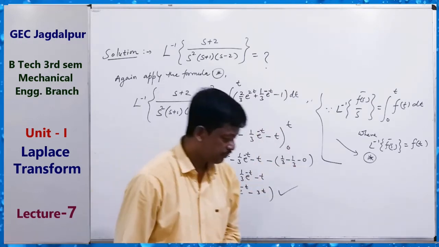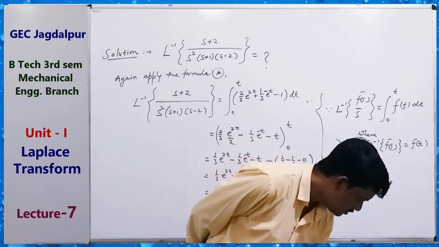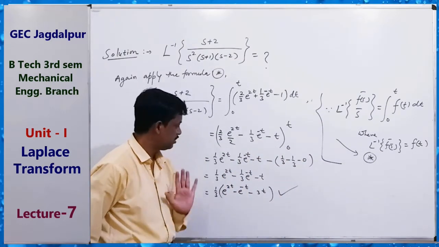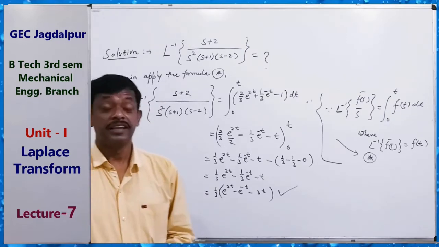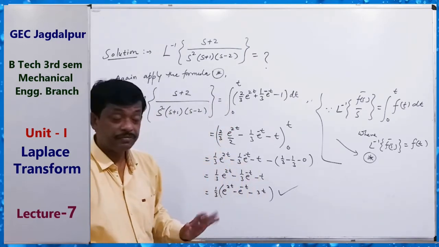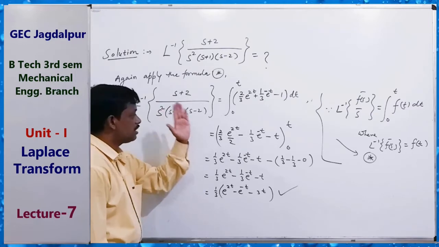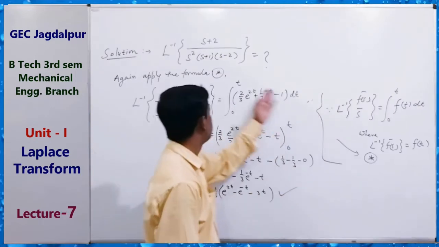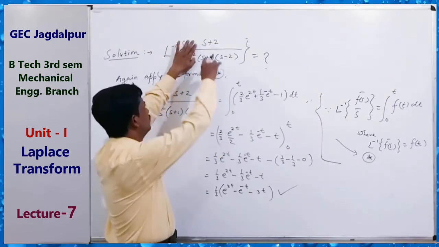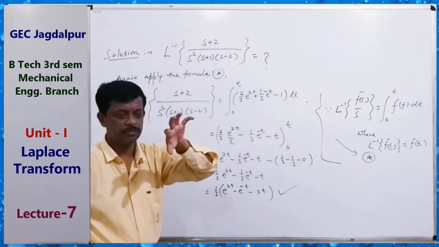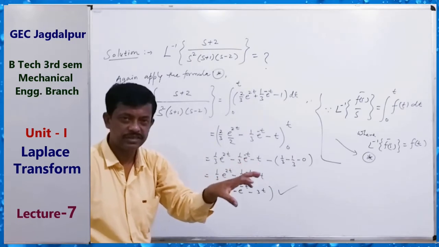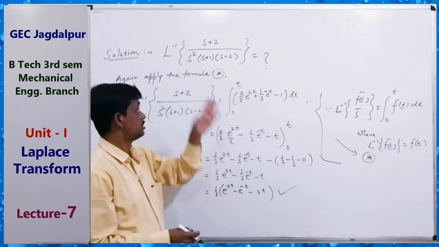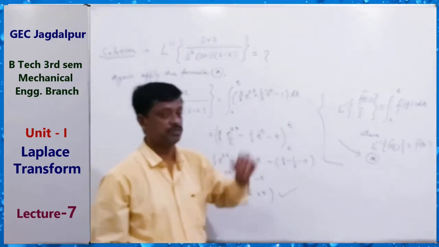Okay, e to the power 2t minus e to the power minus t minus 3t, 1 by 3 common. Okay, so here we see that we can find the inverse Laplace transform of functions which are divided by s. First of all, you can find the Laplace transform of some rational functions, and then that function is divided by s. If it's such a type of function, then you can apply this formula. Okay.